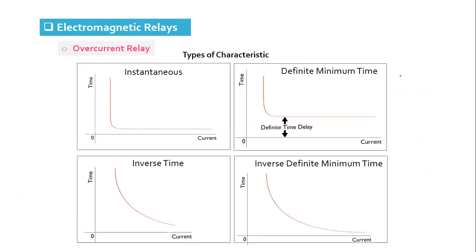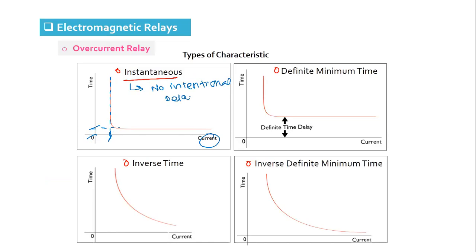Then comes the overcurrent relay. Overcurrent relay means the relay which operates when the current is more than the set value, and they have different types of characteristics: instantaneous, definite time, inverse time, and IDMT. Instantaneous characteristic means the relay will operate if the current is more than the set value. Suppose this is the set value. If the current is more than the set value, you can see the relay will operate in some specific time with no intentional delay.